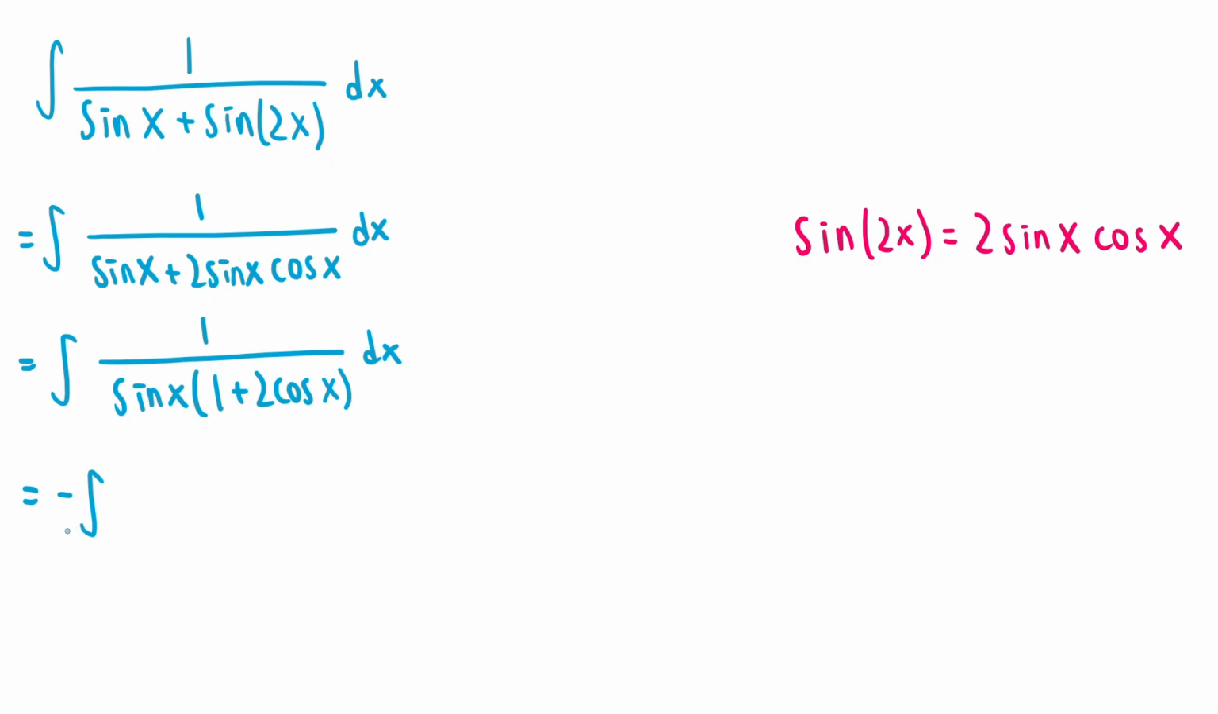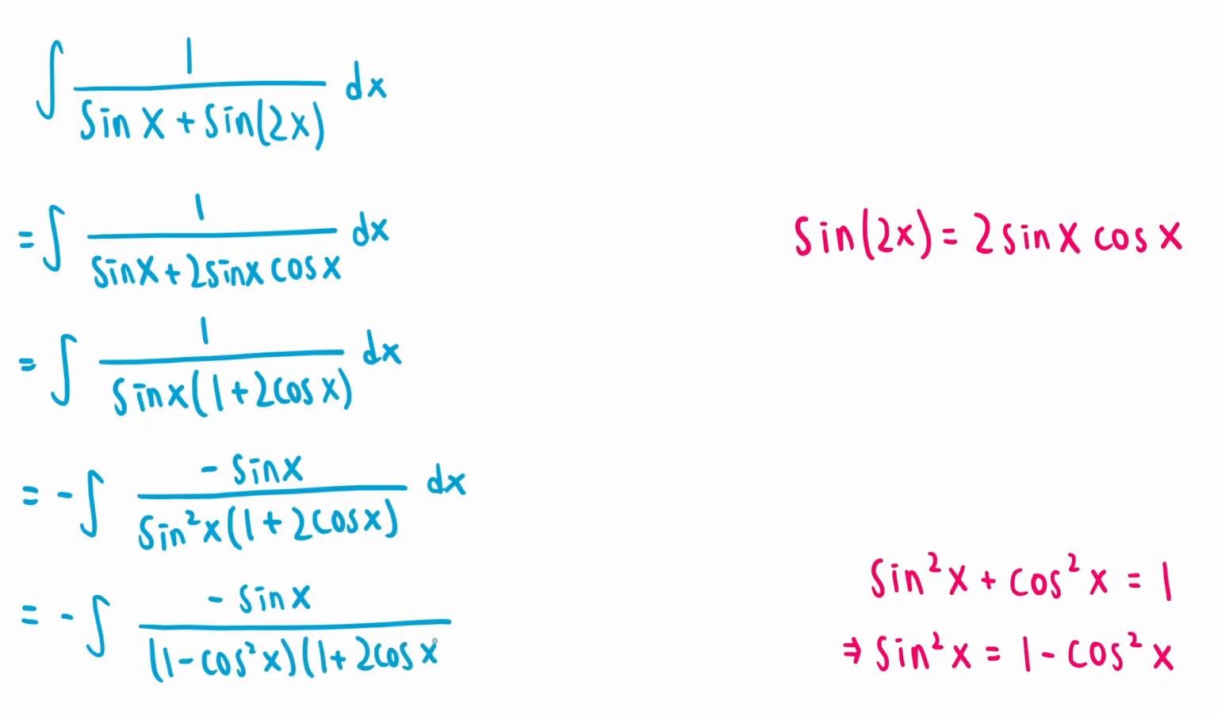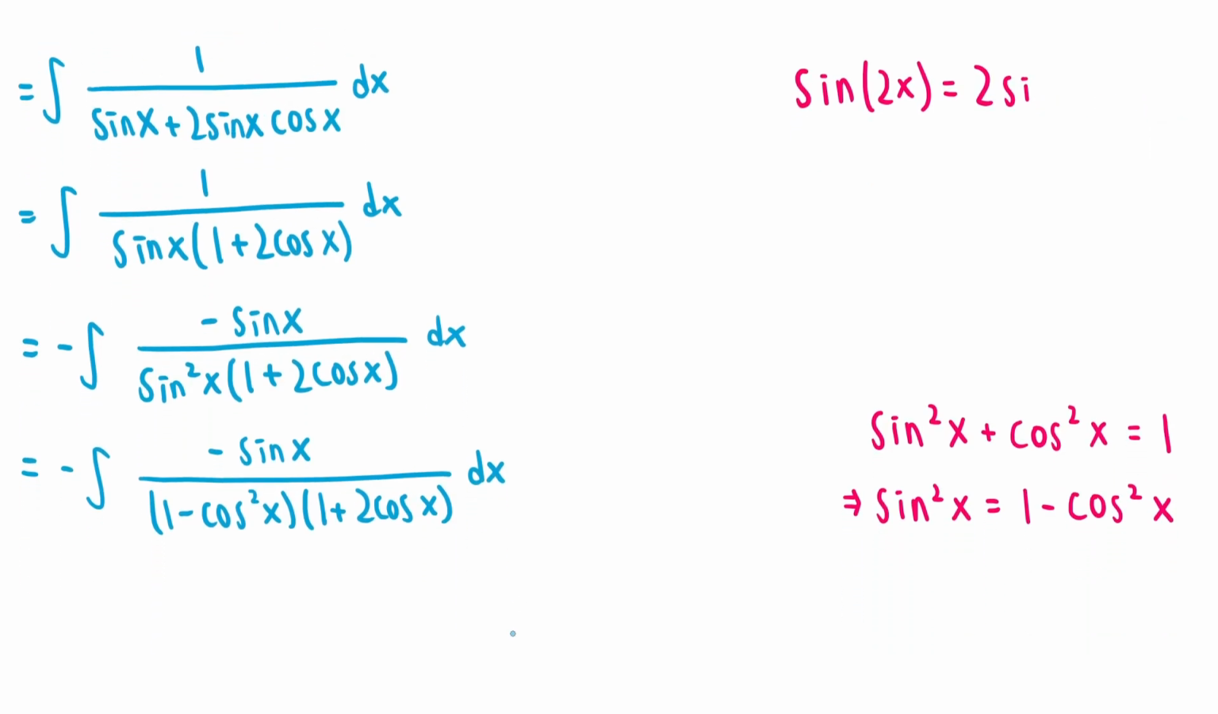So this becomes negative integral of negative sine of x over sine squared of x times parentheses 1 plus 2 cosine of x dx. We also need to rewrite the rest of the integrand in terms of cosine x only, and we can do this by rewriting sine squared of x as 1 minus cosine squared of x. So we can rewrite this as negative integral of negative sine of x over 1 minus cosine squared of x times 1 plus 2 cosine of x dx. So we're actually ready to do the substitution now.